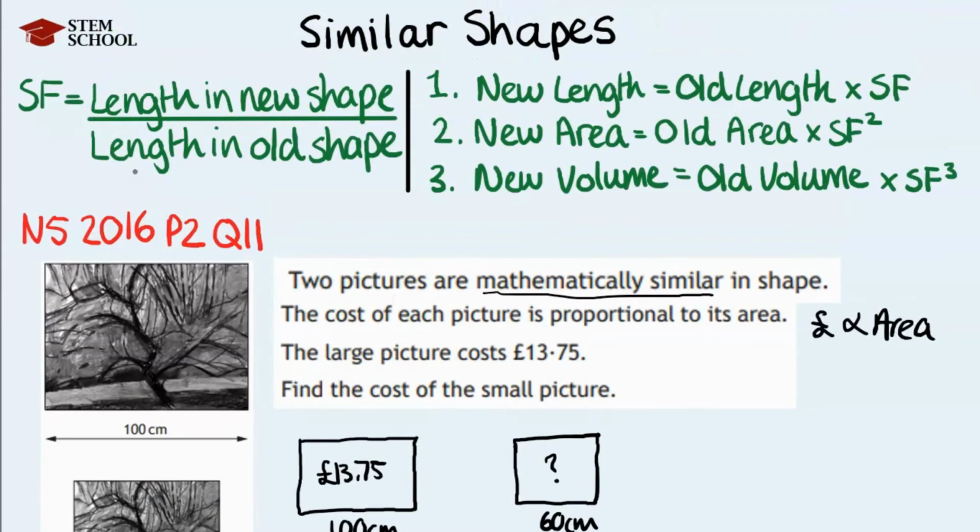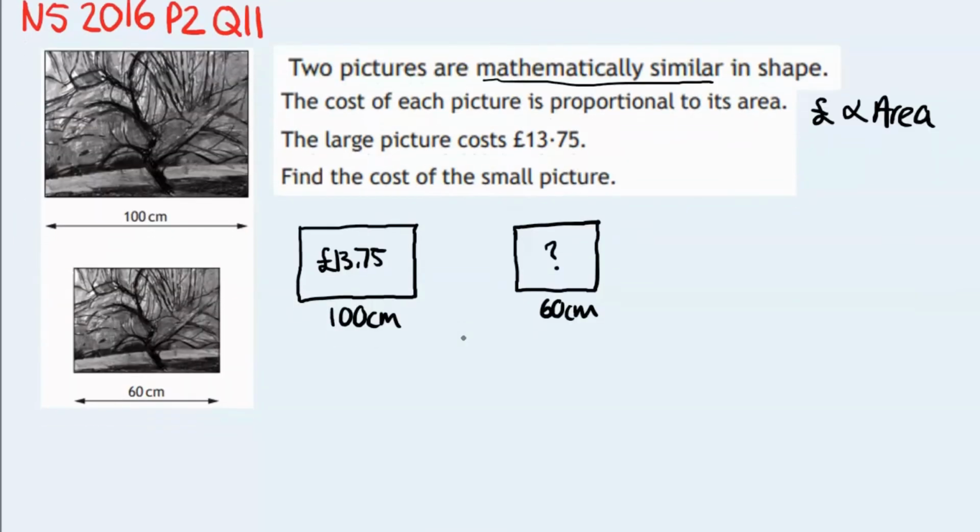So if we look at the top here, the scale factor formula is the length in the new shape divided by the length in the old shape, okay? But what is the new shape and what is the old shape? You need to be able to identify which is which. So the way you identify the old shape is the shape that has most information about it, okay? So we know a length on the large picture, and we also know the cost of the large picture, whereas in the smaller picture we only know one length, okay? So we know less information about it, okay? So because we know most information about the larger picture, that's going to be the old shape, and then the smaller picture, that's going to be the new shape, okay? So that's how you label old and new, okay?